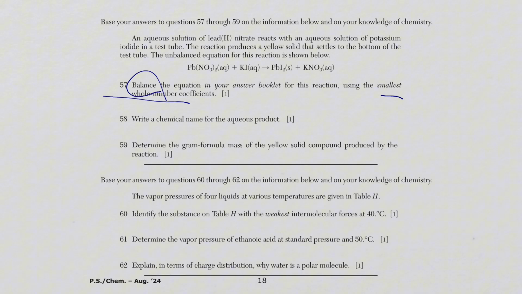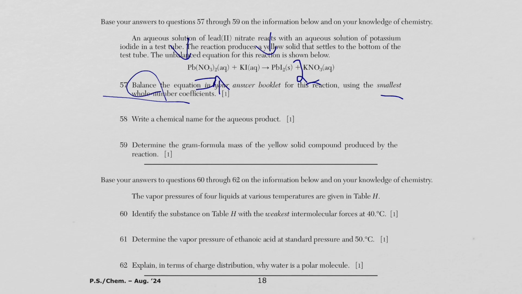Well, real simple. Just move left to right. I have one lead on the left. I have one on the right. Because my nitrate, NO3, stays intact, I'm going to go ahead and count that as one thing. I have 2 on the left, and I have 1 on the right. That would mean I needed 2 in front of KNO3.